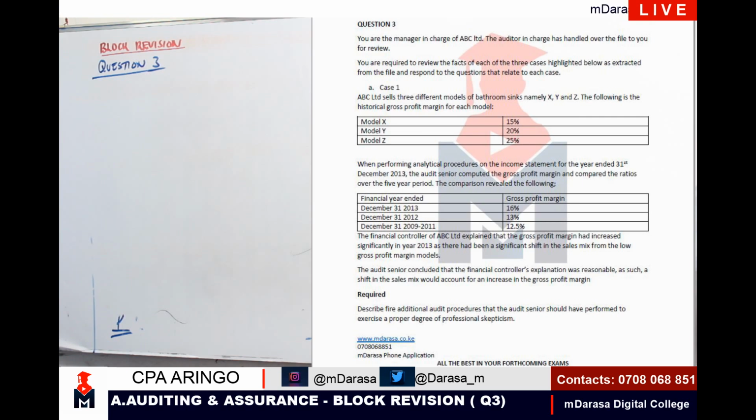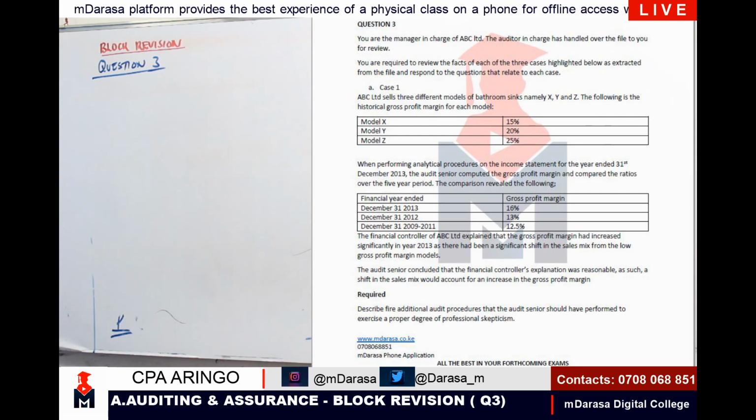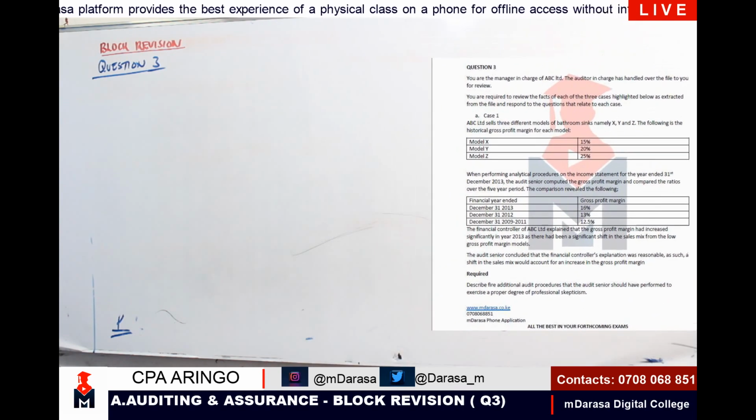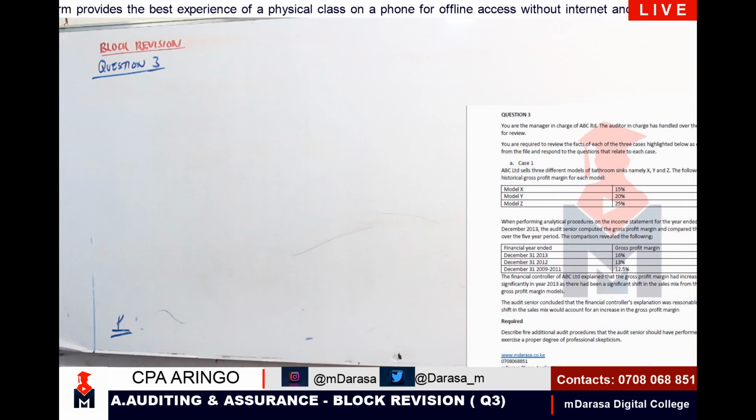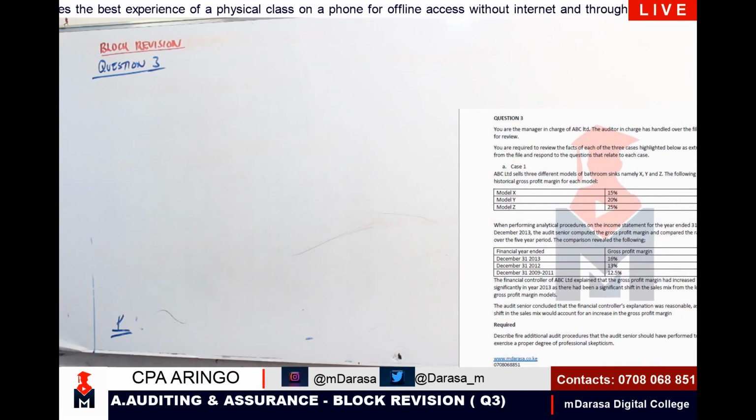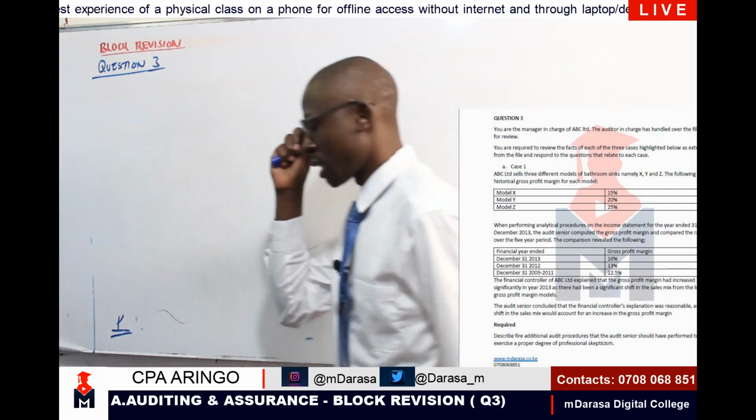Here we are told to describe 5 additional audit procedures that the audit senior should have performed to exercise a proper degree of professional skepticism. That is the question I am giving my good students, and we are supposed to handle that bit. So I will squeeze this question more on the corner. So that was case 1. We have other cases which we will be looking at right now.